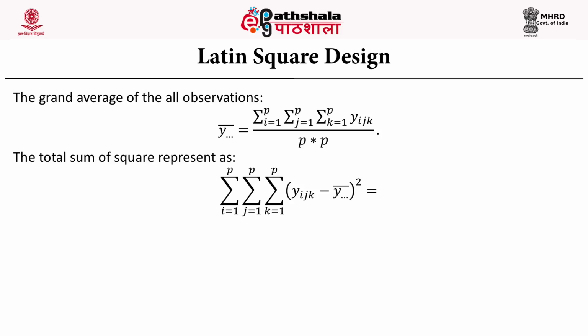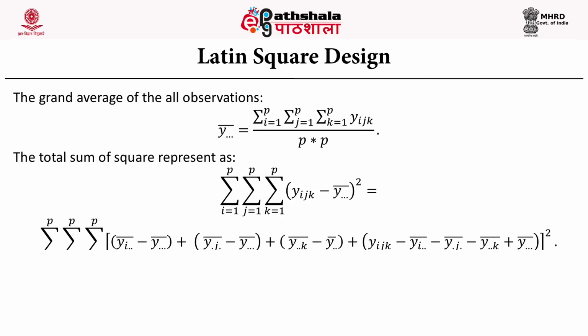which is equal to the triple summation of [(yi double dot bar minus y triple dot bar) plus (y dot j dot bar minus y triple dot bar) plus (y double dot k bar minus y triple dot bar) plus (yijk minus yi double dot bar minus y dot j dot bar minus y double dot k bar plus y triple dot bar)] whole square.